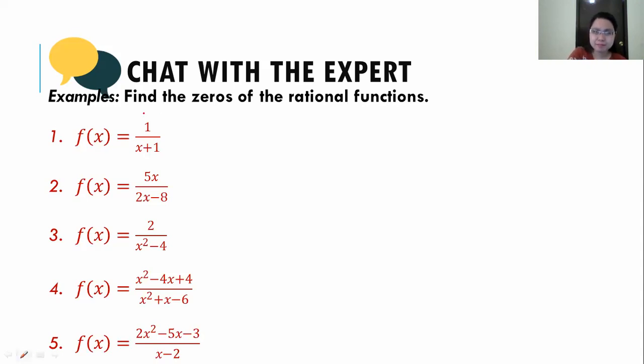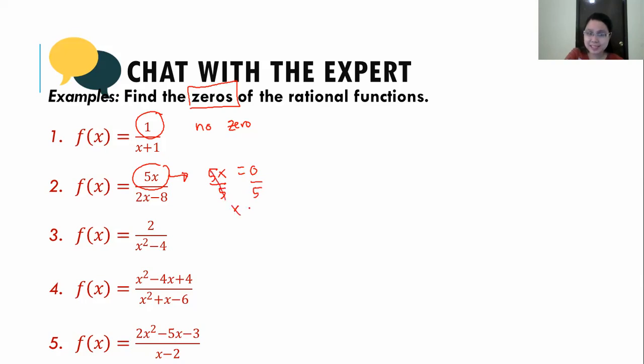The first one has no variable in the numerator, so we say no zeros. The second, again, the zeros are taken from the numerator. We have 5x equals 0. Divide both sides by 5, so x equals 0. It means it's at the point of origin. The next one, 2. There's no variable, so we say no zero.